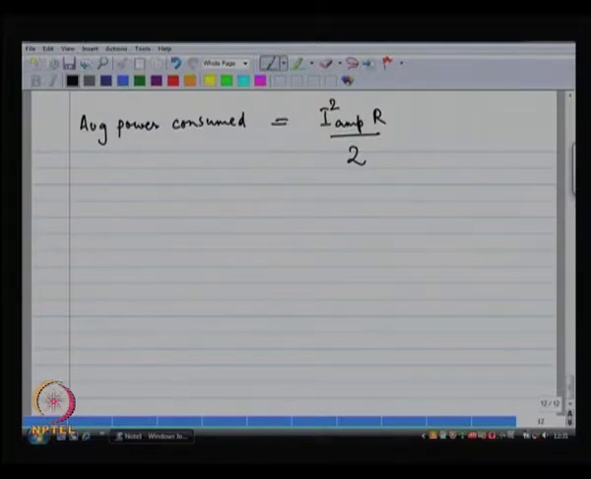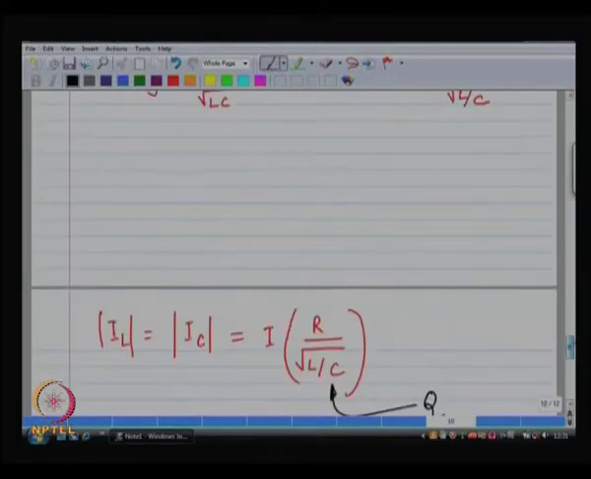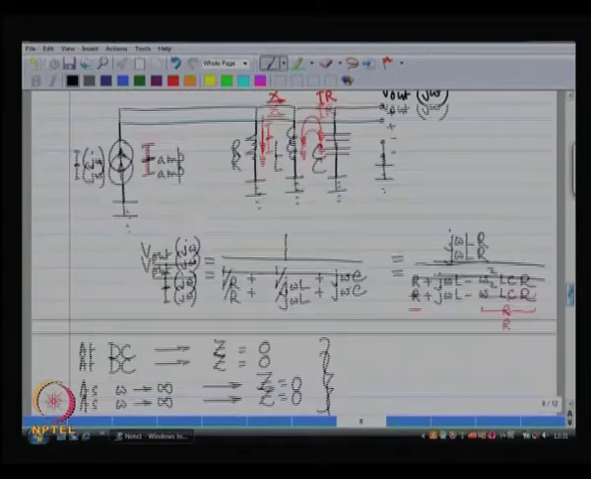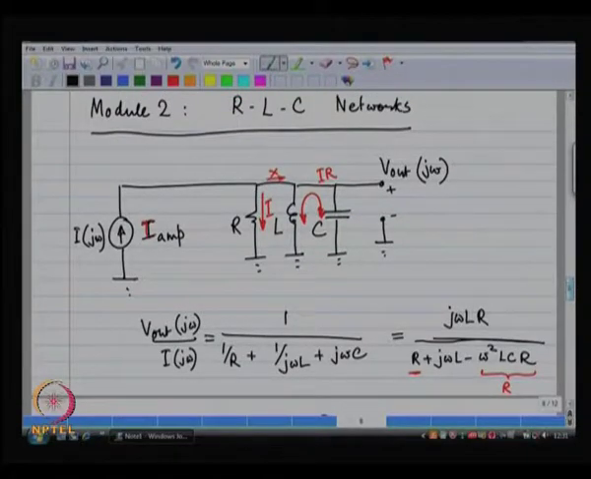Okay. What is the peak energy that is stored? At some point of time, the inductor stores all the energy in the form of a current. At some point of time, the capacitor stores all the energy in the form of a voltage. Both of these energies are equal. When the inductor has all the energy, the capacitor has nothing. When the capacitor has all the energy, the inductor has nothing. So, let us look at the capacitor.